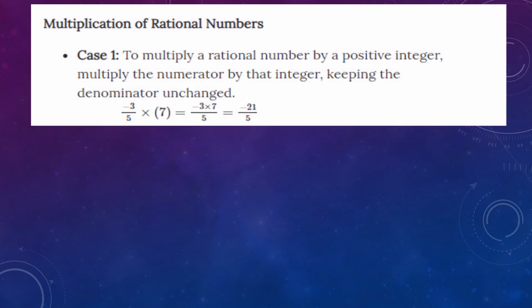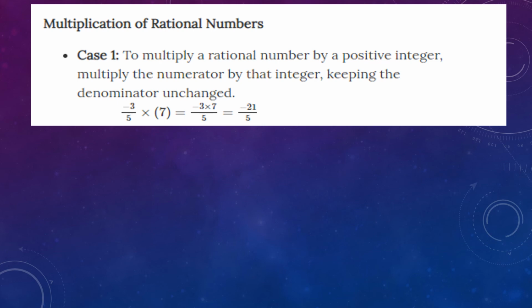Multiplication of rational numbers. Case 1. To multiply rational numbers by a positive integer. You know how to multiply a fraction with a whole number. In the same manner, you can multiply the rational number with a positive integer. Multiply the numerator by that integer, keeping the denominator unchanged. For example, if you want to multiply negative 3 by 5 into 7, then multiply the numerators together. That is negative 3 into 7 by 5. That is equal to negative 21 by 5.